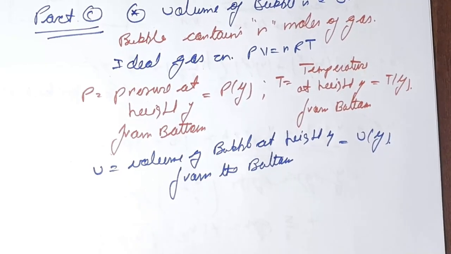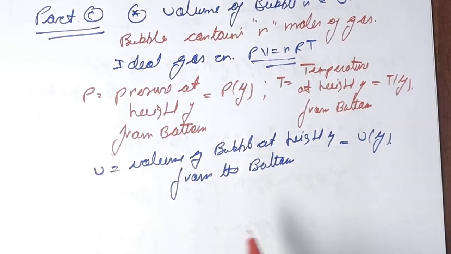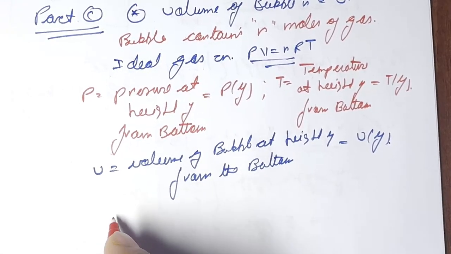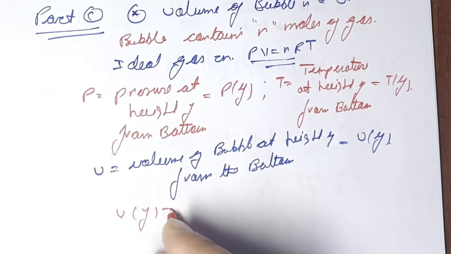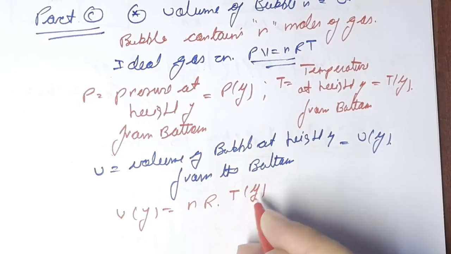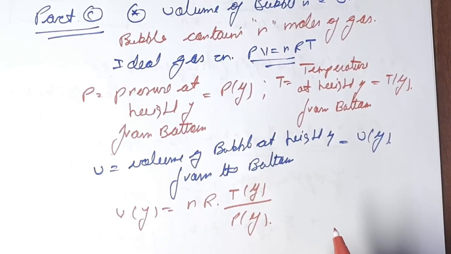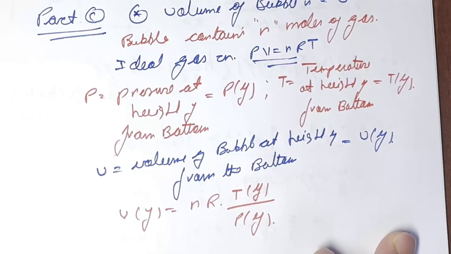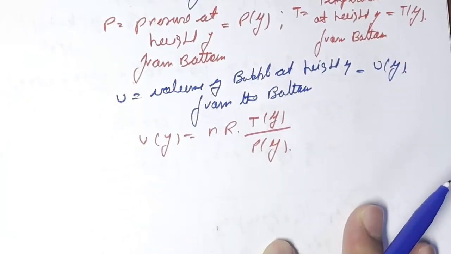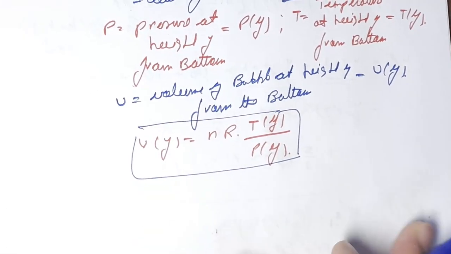So therefore, we can modify this particular equation with respect to the variable Y, and from here we can write that our V of Y will be equal to nR times T of Y divided by P of Y. Now we are supposed to find the equation for the buoyant force. So now we try to find what the equation for our buoyant force will be.